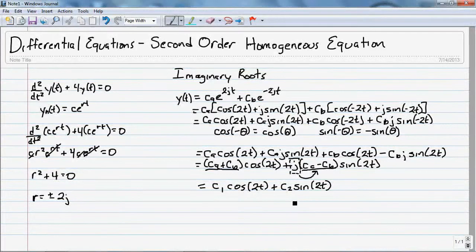Now, if you don't believe me that this actually works, take this solution, put it back into the differential equation, and you should come up with 0.